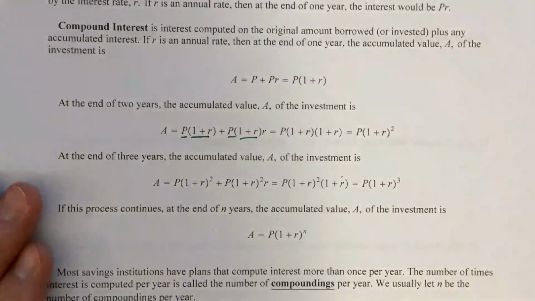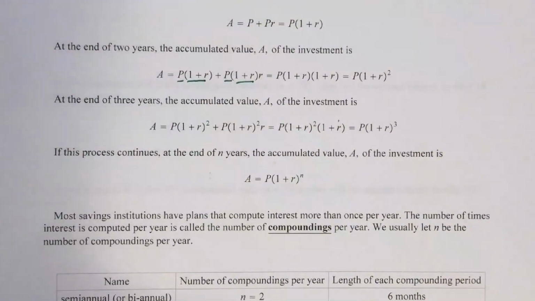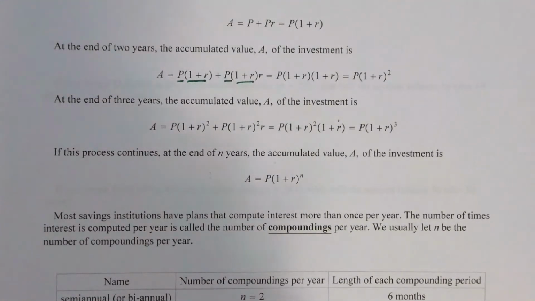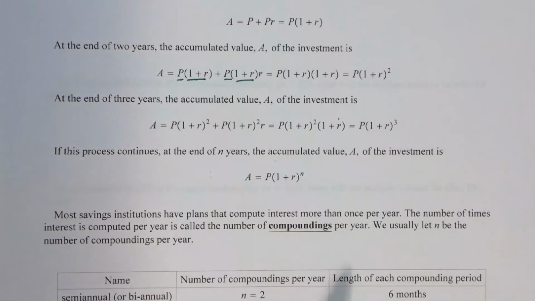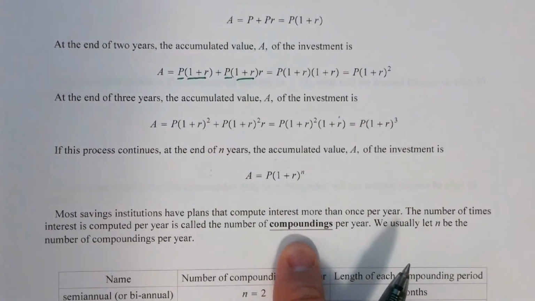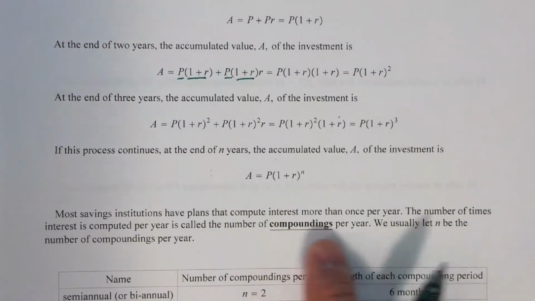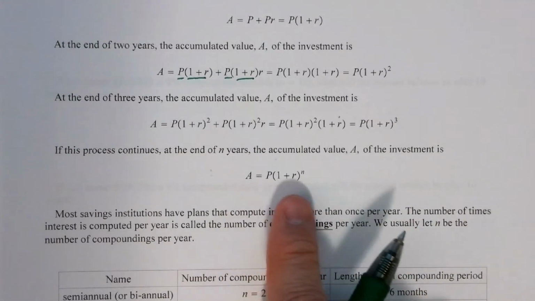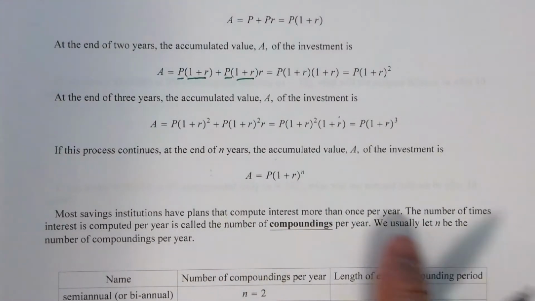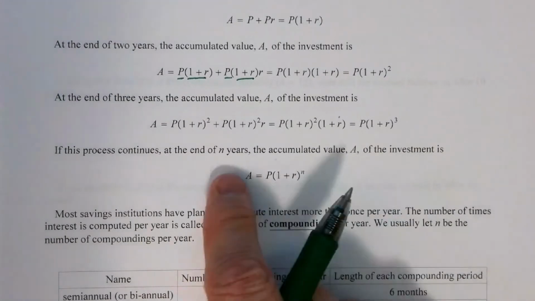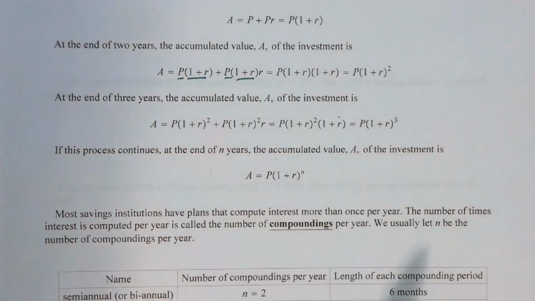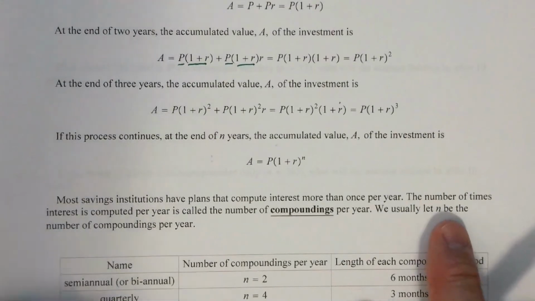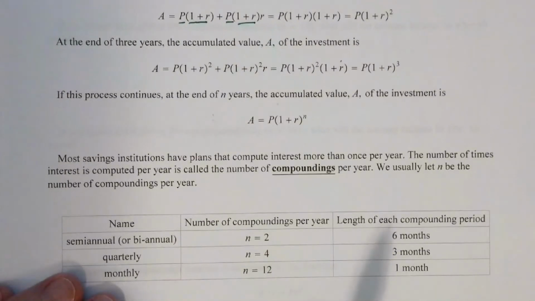Now, most saving institutions have plans that compute interest more than just once per year. For instance, it might have monthly compoundings. The number of compoundings per year, we're going to use the letter N to represent that. We've got a lot of letters here. We've got A and P and R. I also had an N up here, so I'm going to have to change that to something else. We're going to use T for years, as we'll see in a minute. But N is now going to be the number of compoundings per year.